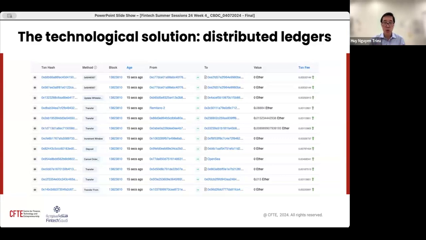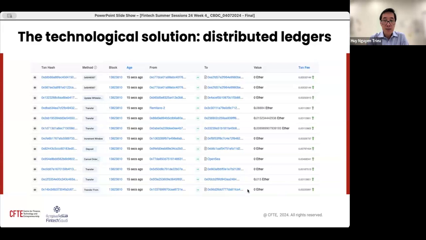That was the initial white paper in 2008. And from there, it really changed the way we thought of what can I do on the internet with something like money. So that's a technological solution that is quite important in our thinking on CBDCs.